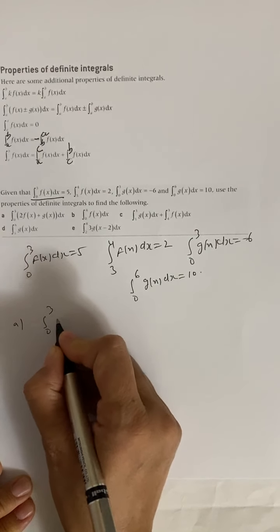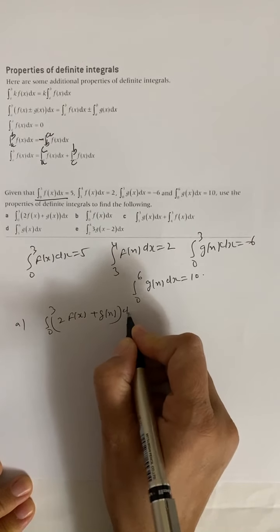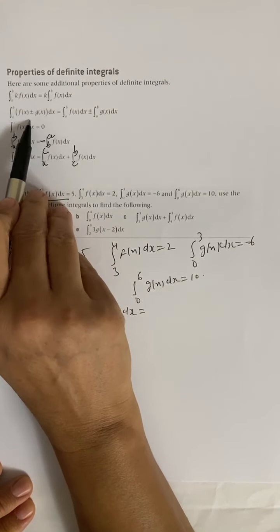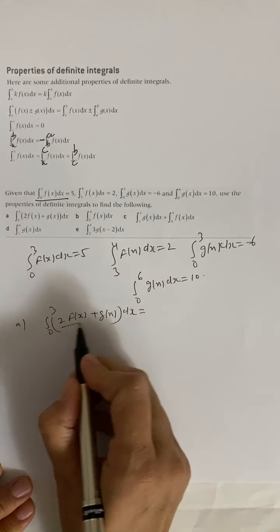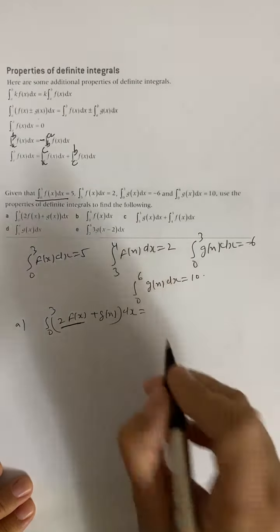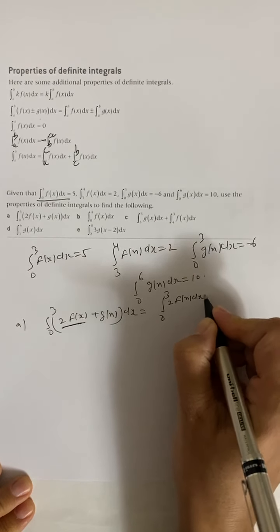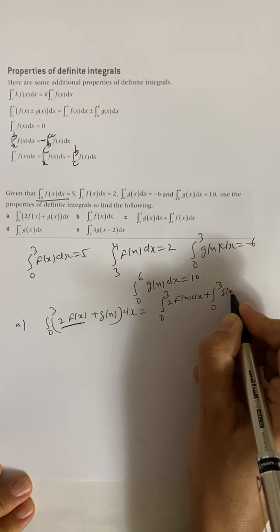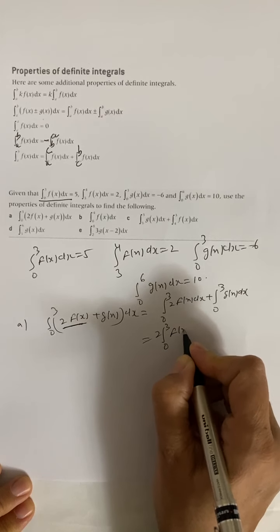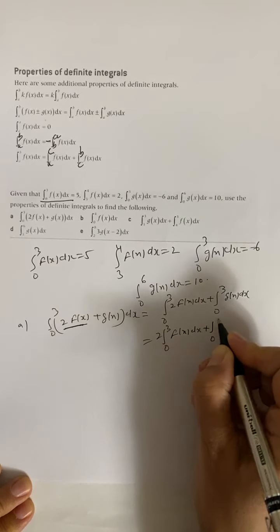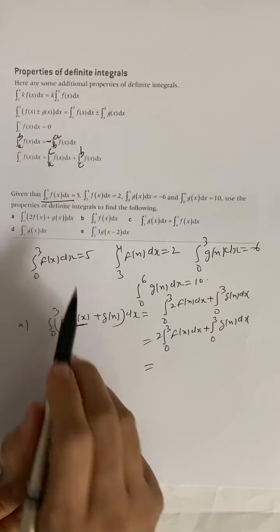First is the integral from 0 to 3 of 2 f of x plus g of x dx. Here we are using the first and second properties. We can separate them, and you can do it in 2 steps: the integral from 0 to 3 of 2 f of x dx plus the integral from 0 to 3 of g of x dx. Now this 2 will come out of the definite integral: 2 times the integral of f of x dx plus the integral from 0 to 3 of g of x dx. Now we know the value of the integral from 0 to 3 of f of x dx, which is 5.